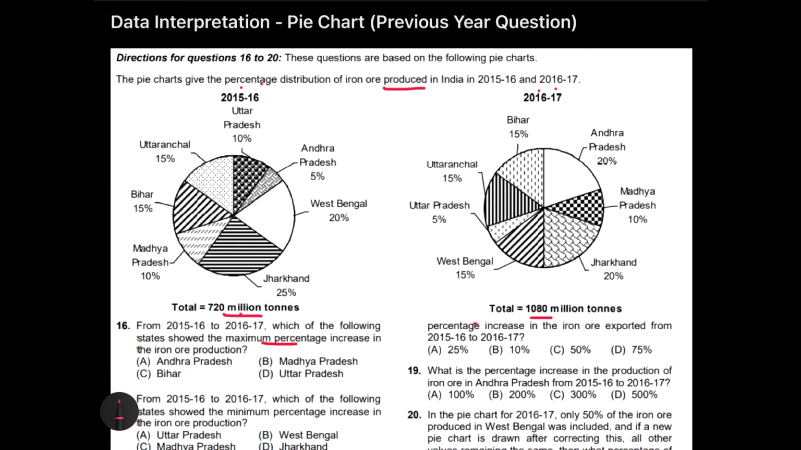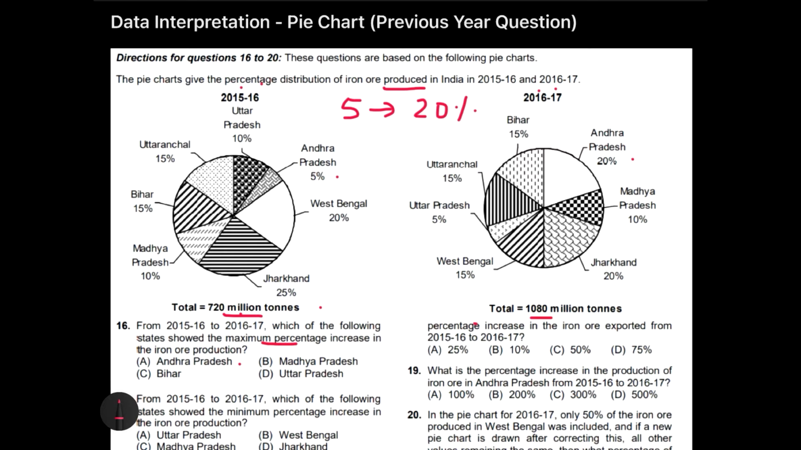What is the direct relation? We really need not go, for example, for Andhra Pradesh, and calculate what is 5% of 720 million tons, and then calculate what is 20% of 1080 million tons. Rather, I can make a direct relation that 5% is becoming 20%. So it seems like increasing. The maximum percentage increase can be found by direct comparison of the percentages.